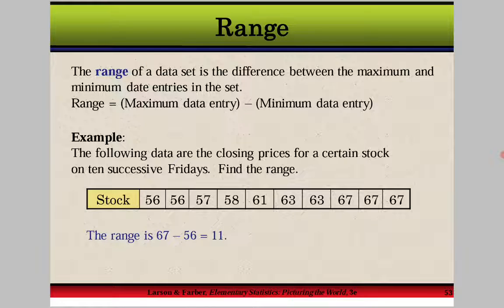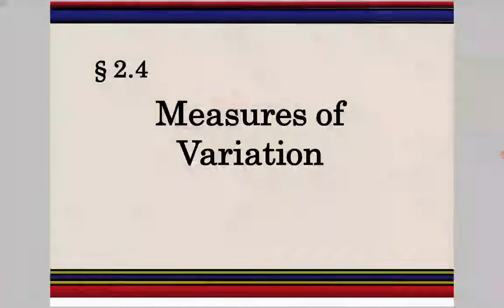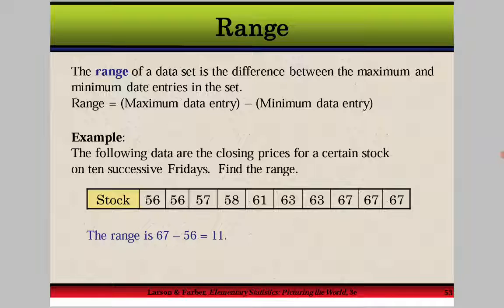So what is the concept? The concept is how to measure the variations in a statistical problem. The first one is range. What is a range? The range of a data set is the difference between the maximum and minimum data entries in the set. So range equals maximum data value minus minimum data value.